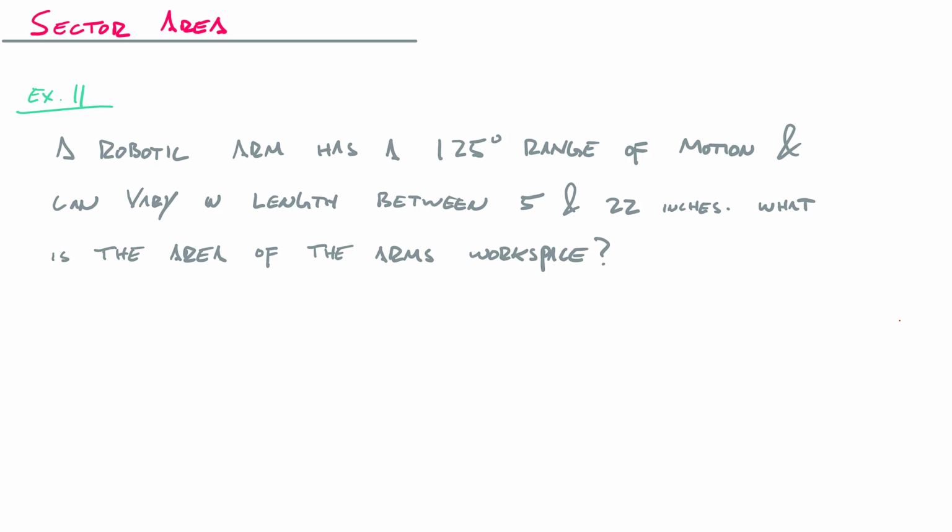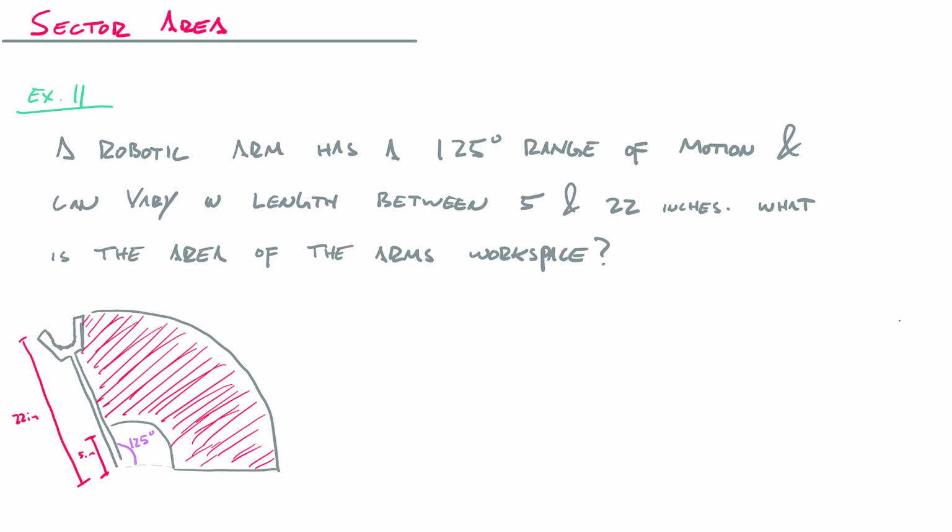Okay, example 2, a little bit more complicated. Let's say that we're engineers and we've created a robotic arm that has a 125-degree range of motion, and it can vary its length between 5 and 22 inches. What I want to find out is what's the area of the arm's workspace, right? So what's the amount of space that this arm can cover if it can extend or retract between 5 and 22 inches, and then also it's got a 125-degree range of motion.